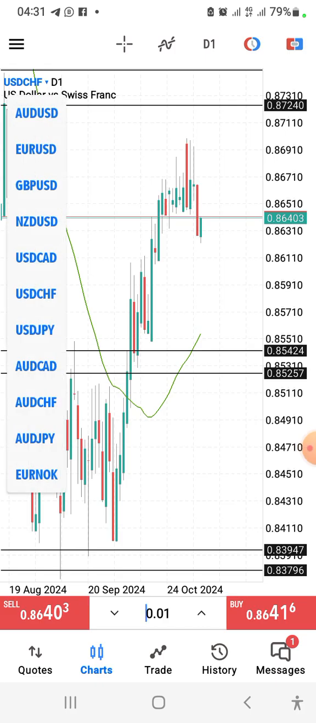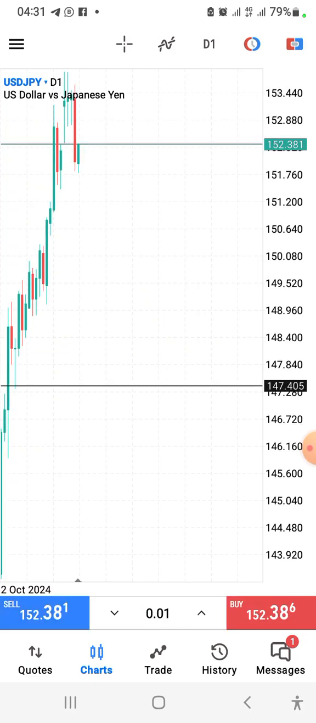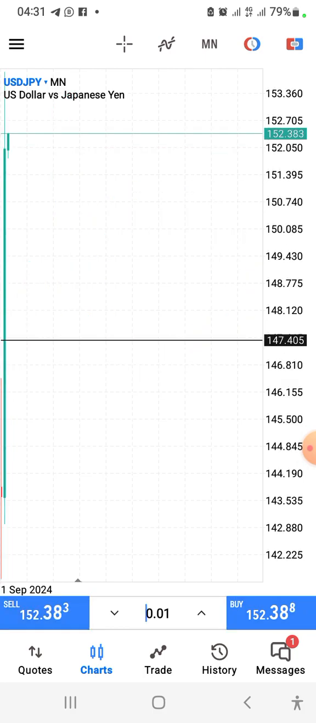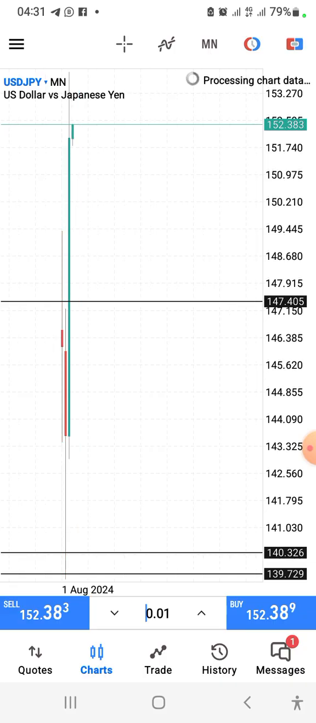And let's check USD Japanese yen. So now for the monthly, you can see it's an uptrend.